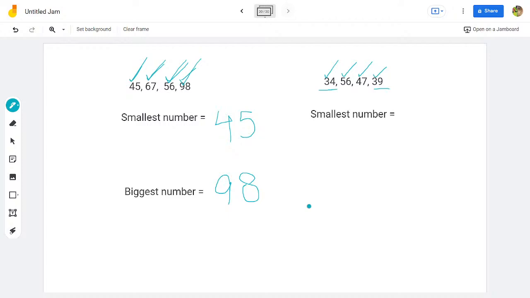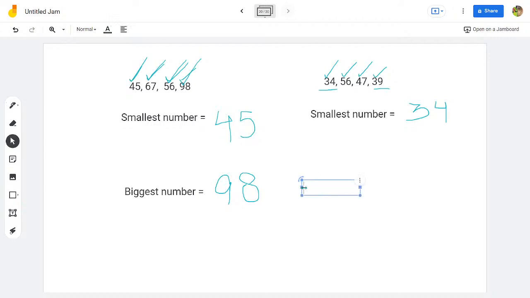Now what do you think? 34 and 39. Which of 34 and 39 will be the smaller number? In 34 we have 4 in the ones column, and in 39 we have 9 in the ones column, which means 39 is bigger and 34 is smaller, because 4 is smaller than 9. So 34 is smaller than 39. So the smallest number would be 34.